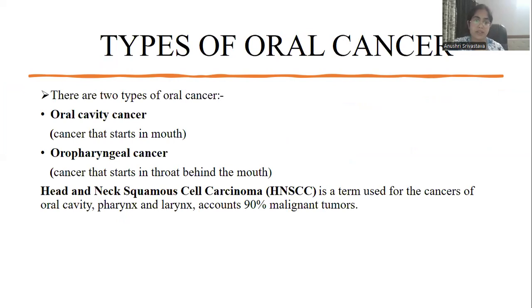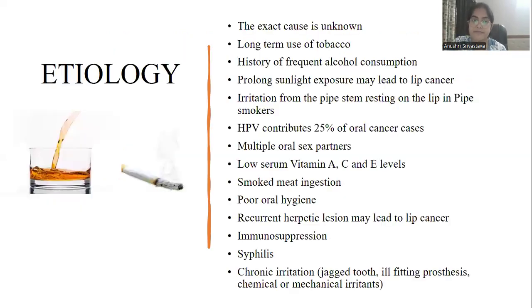And third is head and neck squamous cell carcinoma, in short HNSCC, a term used for the cancers of the oropharynx, meaning oral cavity and pharynx, and larynx, and it accounts for 90% of malignant tumors. Head and neck squamous cell carcinoma accounts for 90% of malignant tumors which can spread to nearby organs.